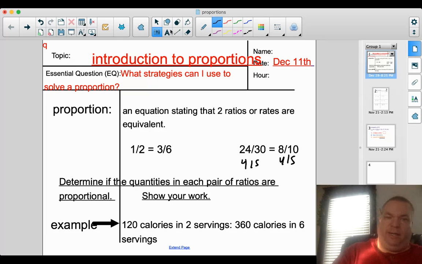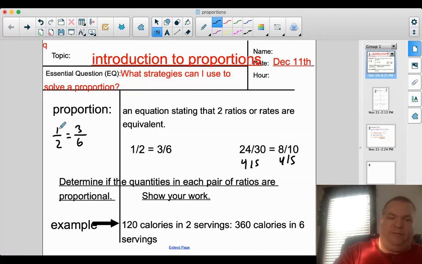All right, now I told you that I would show you another way to check if ratios are equal. So we're going to do that right now. I'm going to start with this first one, 1/2 equals 3/6. And we're going to notice something about true proportions. Might blow your mind a little bit. Okay, so here's what we're going to notice.